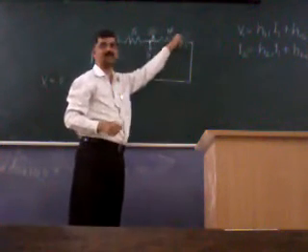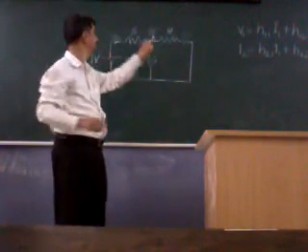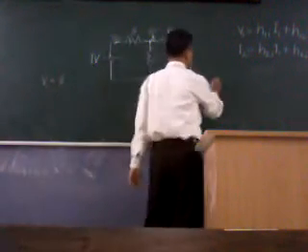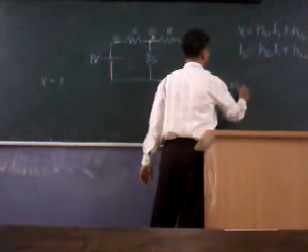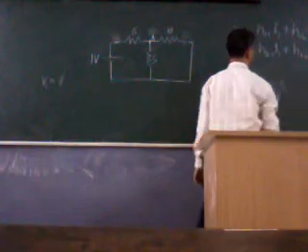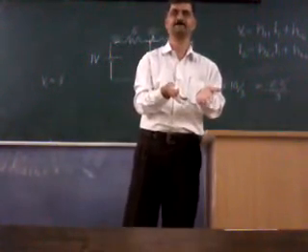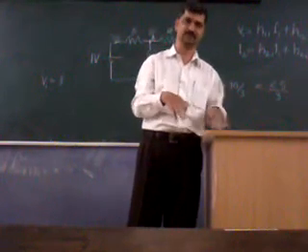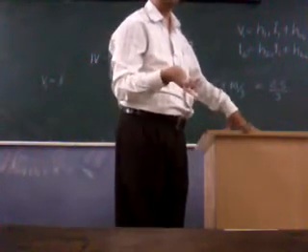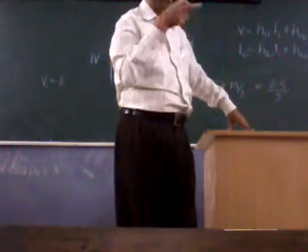10 and 5 parallel, that is 10 by 3. So 5 plus 10 by 3 is 25 by 3. So current would be 1 upon 25 by 3, which is 3 by 25. Current is 3 by 25. Voltage is 1. V1 is 1. I1 is 3 by 25. So V1 upon I1 is 25 by 3.